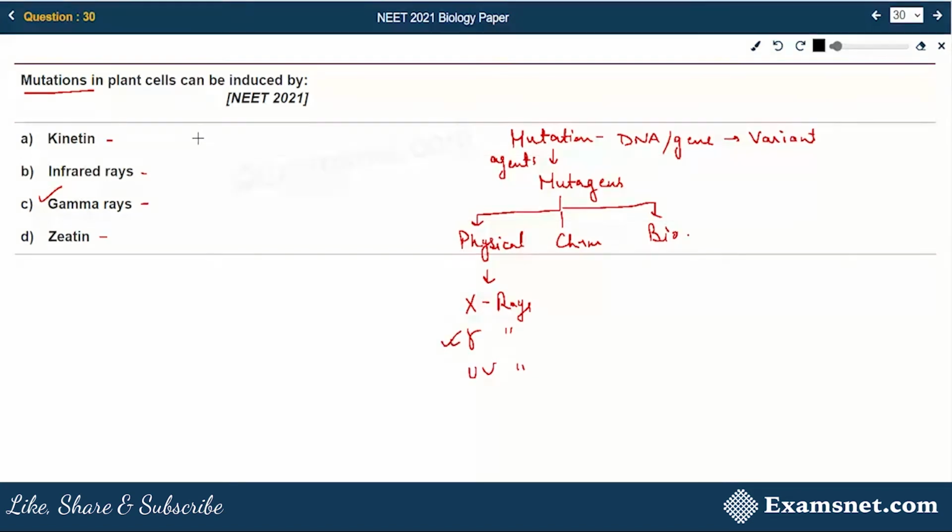Now, what do you mean by kinetin? Kinetin is a type of synthetic cytokinin hormone, and it was obtained from the degraded product of autoclaved herring sperm. Whereas zeatin is a natural cytokinin and it was obtained from the unripe maize grain. Now what are infrared rays? These are the rays which cause heating effect.